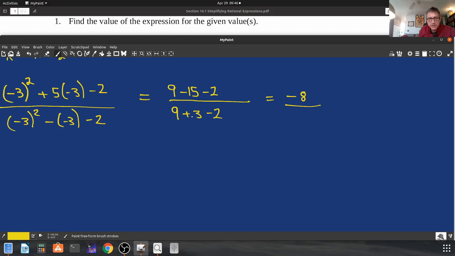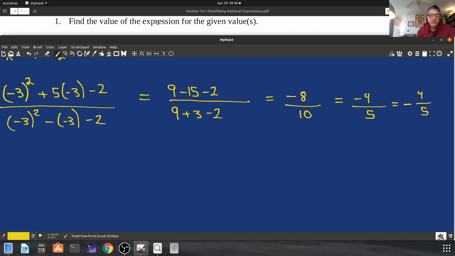And 9 plus 3 is 12 minus 2, and that's 10. And that can be reduced: divide the numerator and the denominator by 2. So minus 8 divided by 2 is minus 4, and 10 divided by 2 is 5. And notice where the negative is, it's in the top. It can be written as the negative on the level with the division sign.